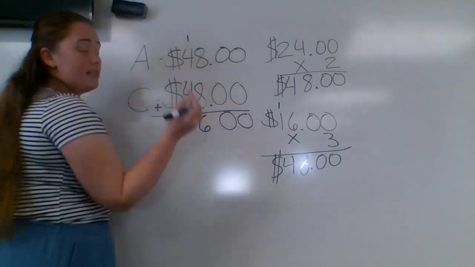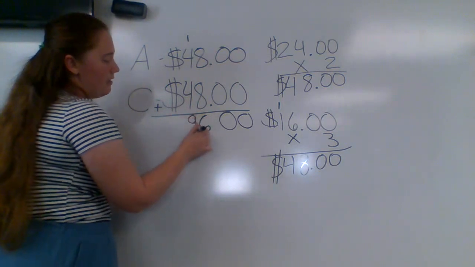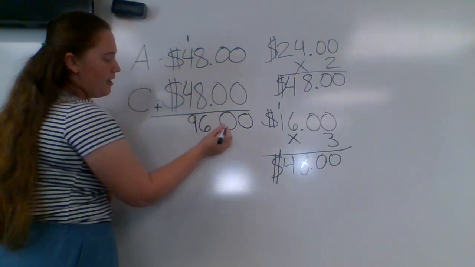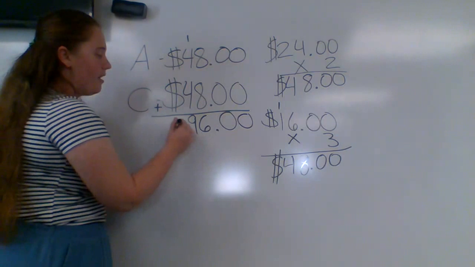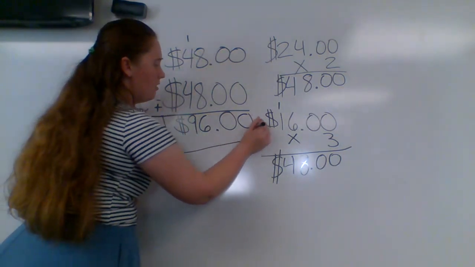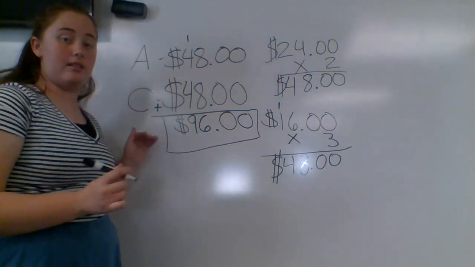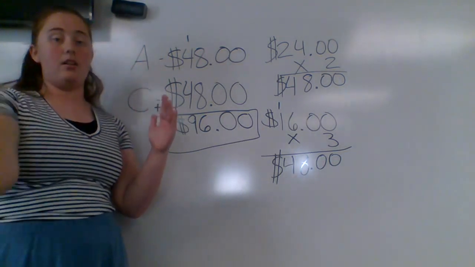1 plus 4 is 5. Plus 4 is 9. Put my decimal point right there because it lines right up, and a dollar sign. And my answer is $96. That's how much it cost them for all of them to get in.